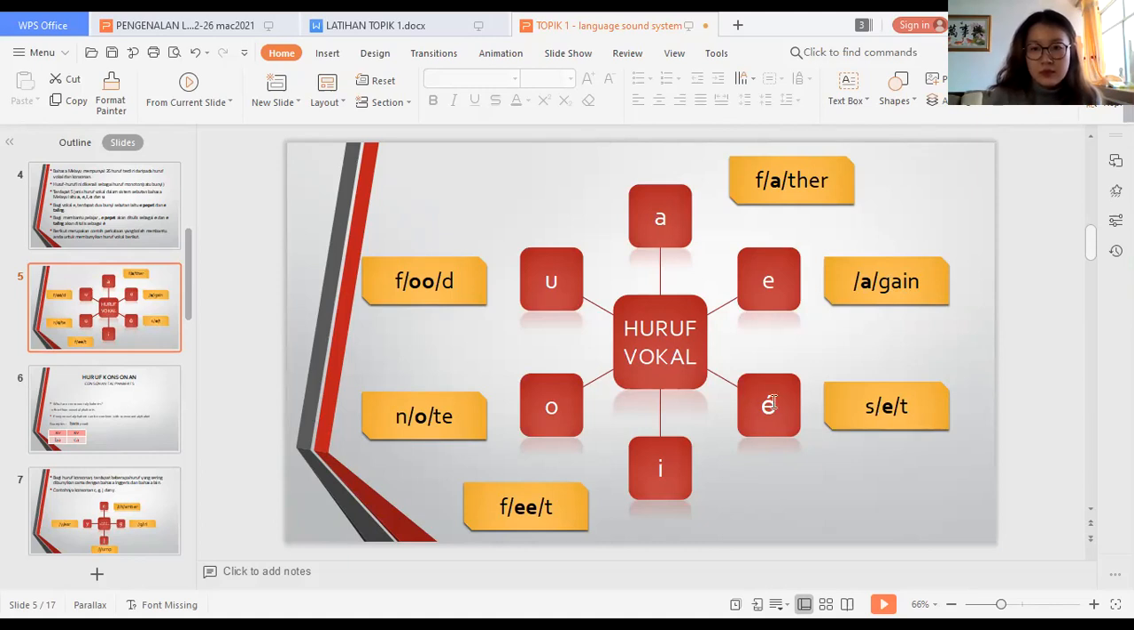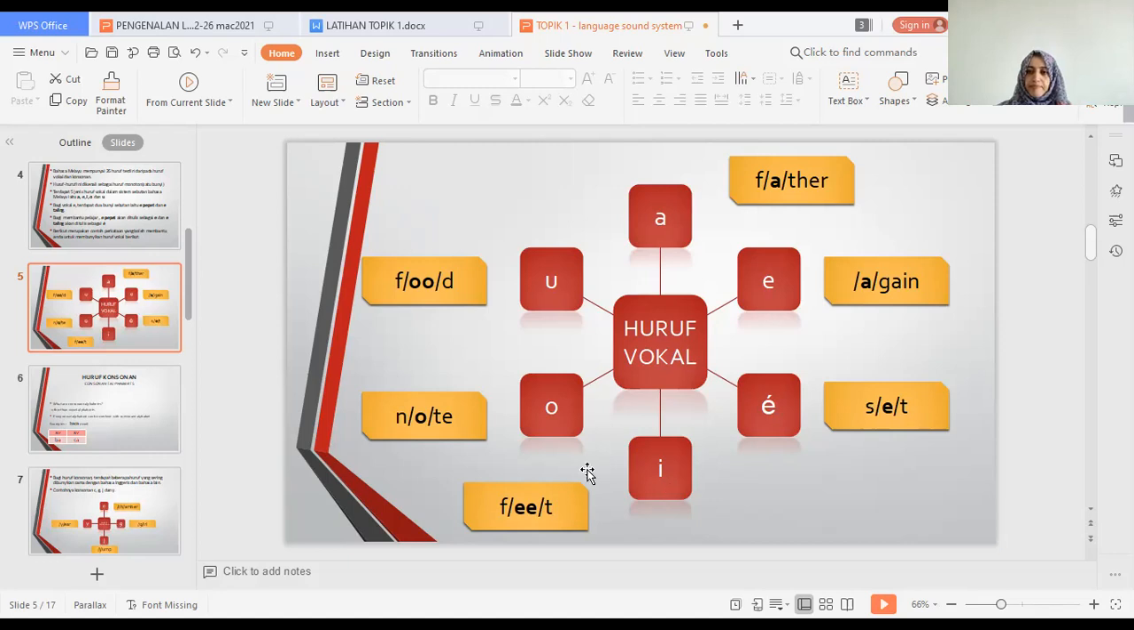I would like to call Salwa. It sounds like 'set', like E in English. The E-taling is like 'air'. Thank you, Salwa. One more, Yang Yida. Feet. So the sound of I is E, as in feet. Yes, very good.